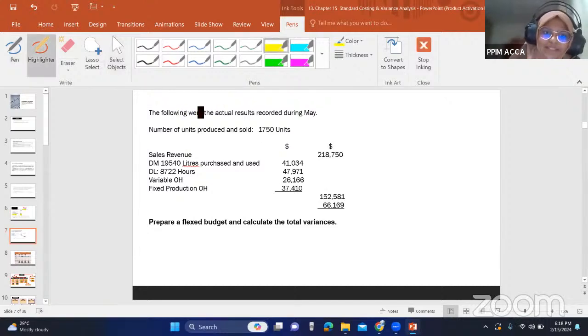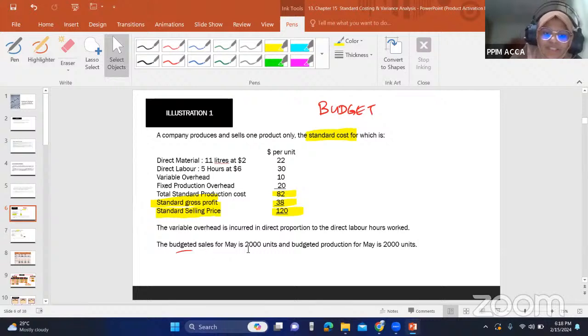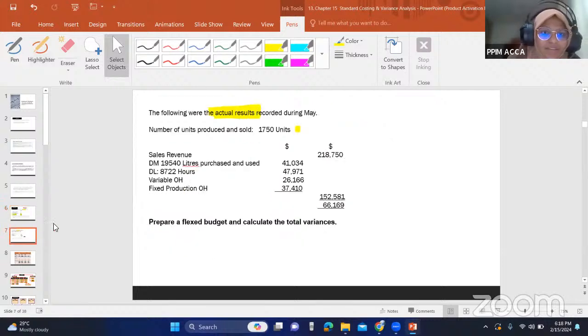So that's what it says here. The following were the actual results recorded during May. Number of units produced and sold, 1,750. Already there is a variance. We were supposed to sell 2,000 and produce 2,000, but we have only produced and sold 1,750. Sales revenue, they're saying it was 218,750.